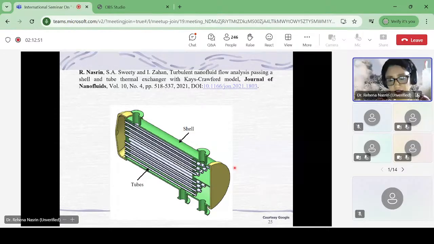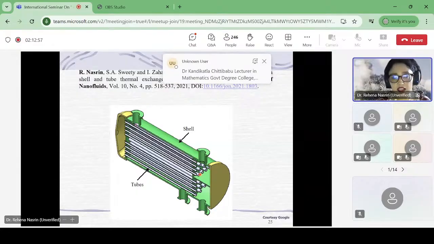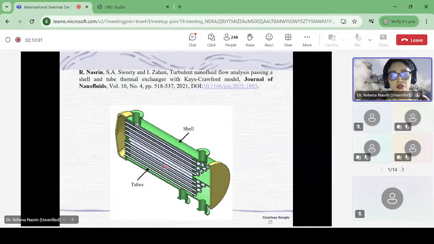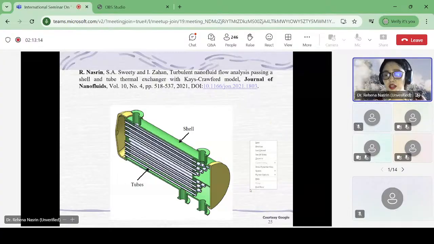Outside, this is known as the shell. There are a shell inlet and shell outlet, and inside there are many tubes. These are known as tubes. There may be a tube inlet and also a tube outlet. I just took this picture from a Google source. So I am showing you my paper.